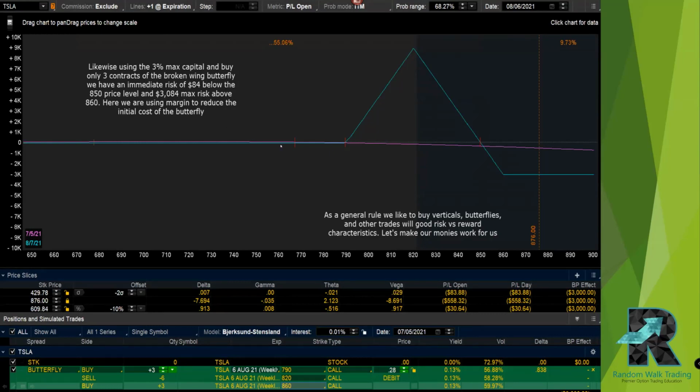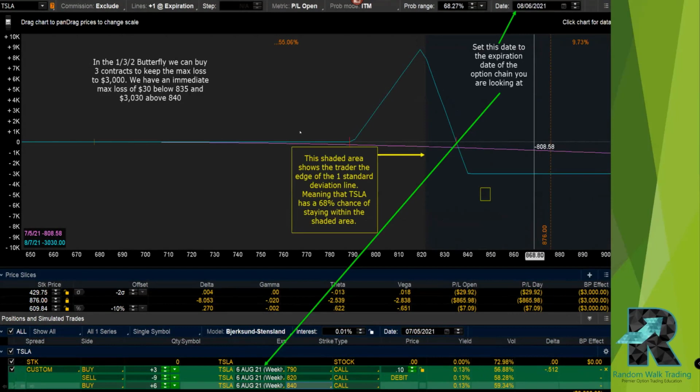Likewise, if we're using that 30% max capital, buying only the 3 contracts, we could do a broken wing butterfly, and again, spending the 28 cents times 3. We're roughly going to have a small $84 risk, with a max risk once we get above 850, or above 860 here in this case. Here you're going to have margin tied up, but again, you're reducing the initial cost of the butterfly, and you want to take advantage of that theta decay. So depending on how you want to play that, you may want to do the broken wing, and then you really minimize the risk. Ideally, we try to get this on for a credit, maybe a quarter credit, to help pay for commissions, exchange fees, that type of thing.